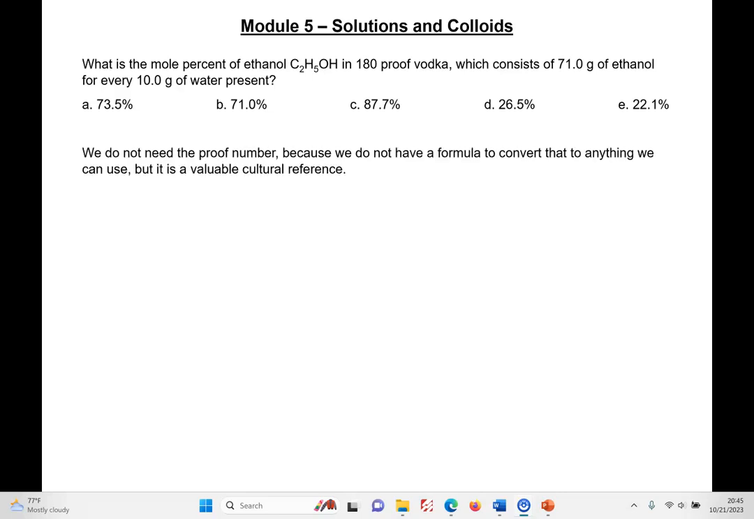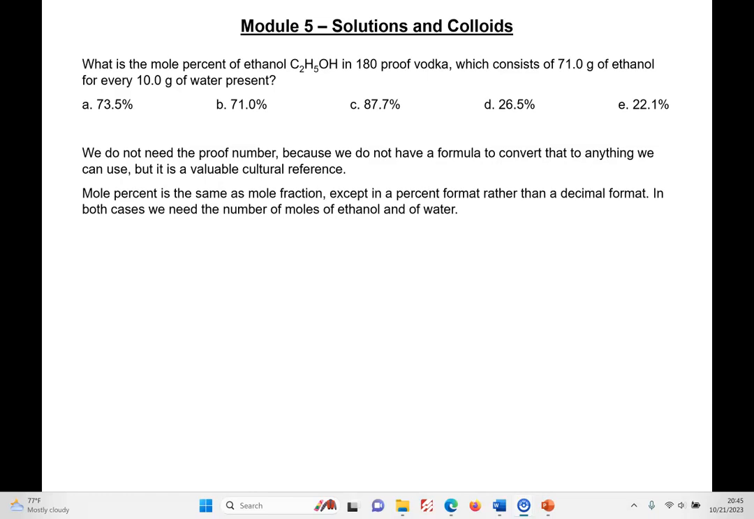Okay, we don't really need the proof number here. It's an interesting cultural reference, but we do not have a way in this course to use that number to get us any useful information. What we do have, though, are the amounts. So mole percent, that's the same as mole fraction, but we just put it in a percent format instead of the decimal format. Okay, let's assume that we have 81 grams of starting material.